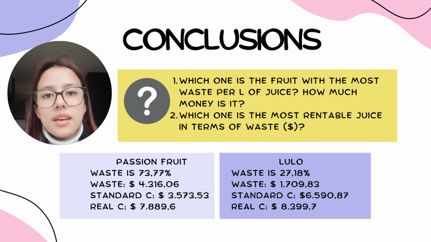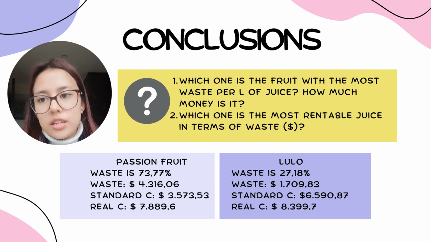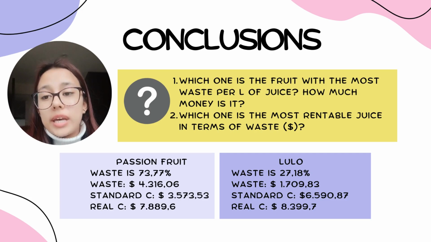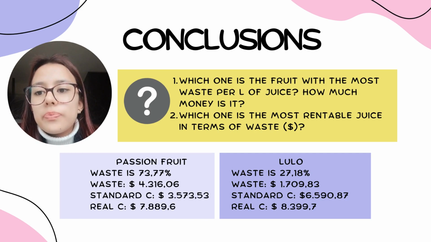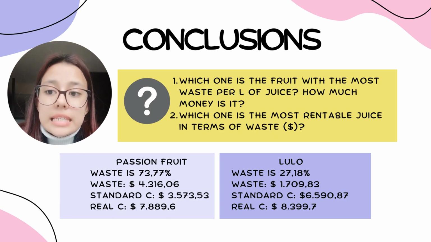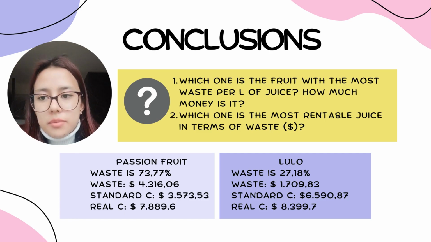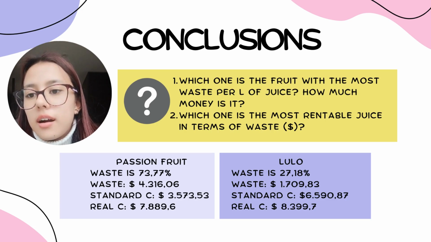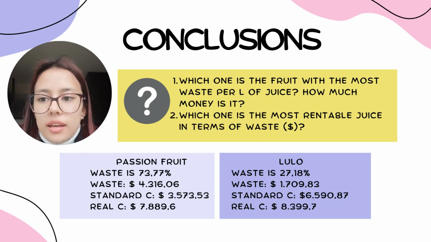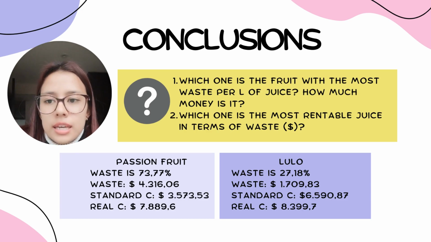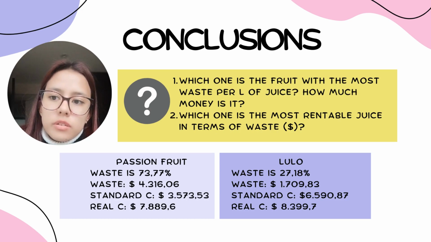So now we have to conclude answering the two questions of the project. The first one was which one is the fruit with the most waste per liter of juice. So in this case the passion fruit is the one that has a waste that is bigger. It is 73.77%, and in terms of waste about money it is 4,316 pesos. It is almost half of the real cost, and the standard cost will be, as I said, half of the price if we didn't have that amount of waste.